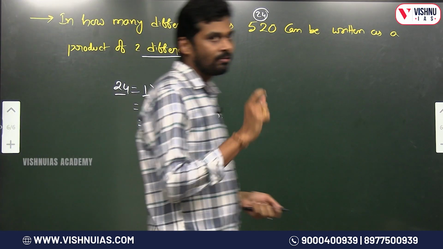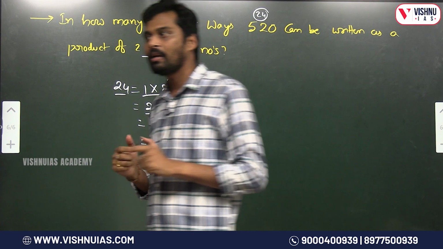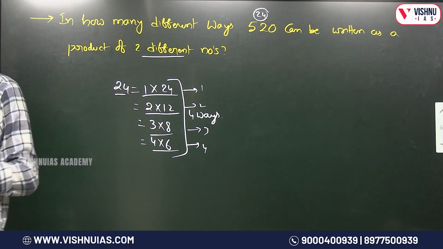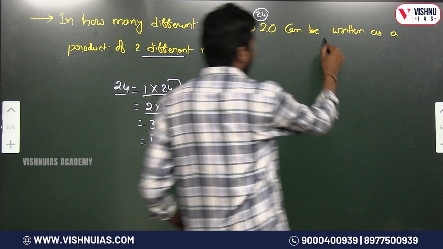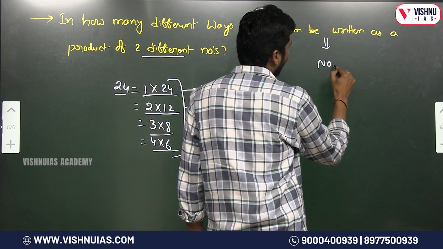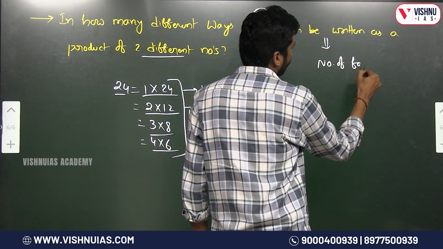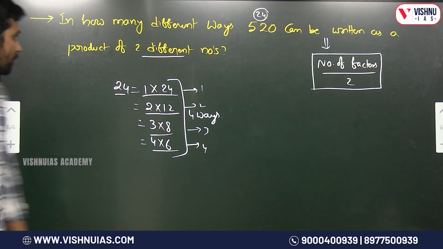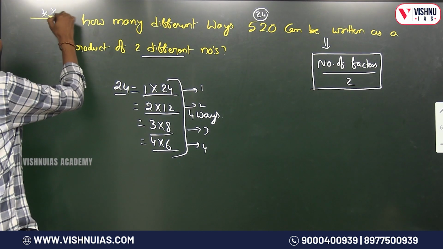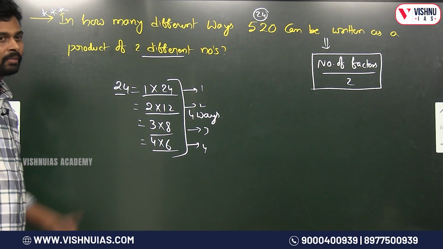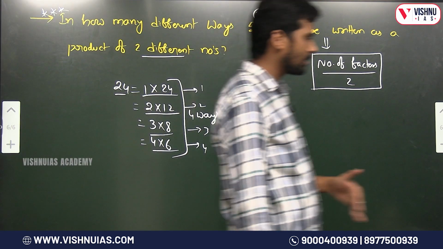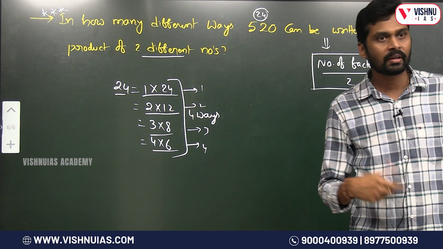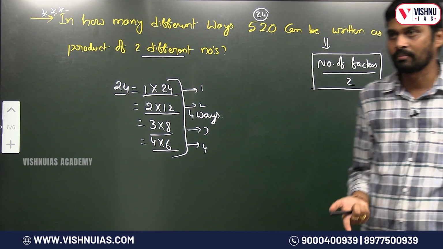So whenever it is asked in how many different ways we can write a number as a product of two different numbers, it is nothing but the number of factors divided by 2. Okay, so it is also very important. It was asked once in the previous year papers. A number was given, and it was asked in how many different ways this number can be written as a product of two different numbers.